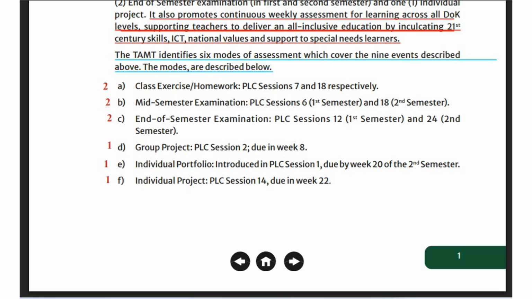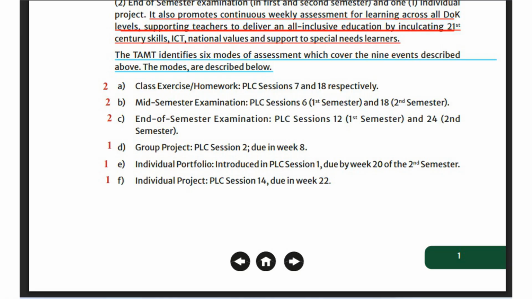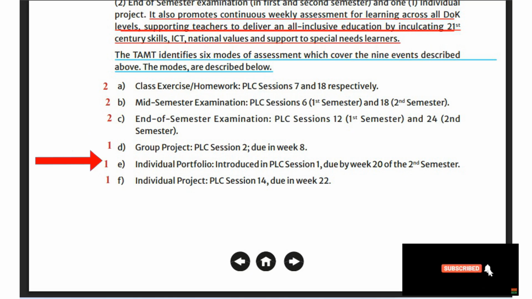Now the events are that the class exercise or homework will occur 2 times. This means that one for first semester and one for the second semester. The mid-semester occurs 2 times, one for first semester and one for second semester. The end of semester occurs twice, one for first semester and one for second semester. Group project, individual portfolio, and individual project all occur only once in the academic year.